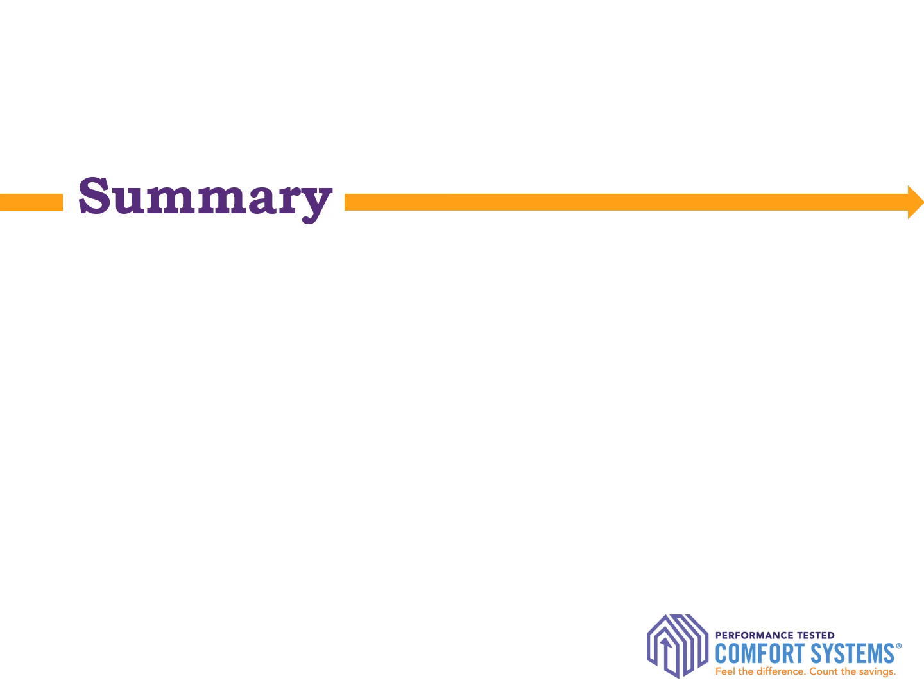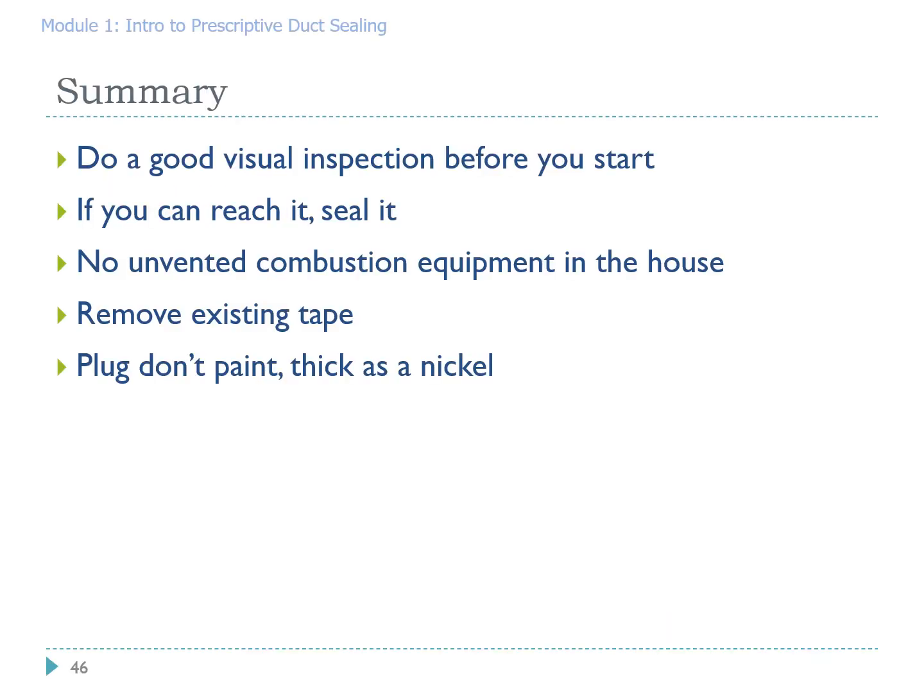Let's quickly summarize what we hope you've learned today. As with any job or task, it's good to have a plan before you start. Make sure you do a good visual inspection before you start. If you're bidding the job, it's so important to do that good visual inspection. You might send your crew out there to seal a duct system that actually needs to be replaced.